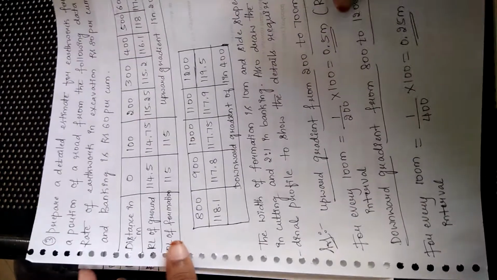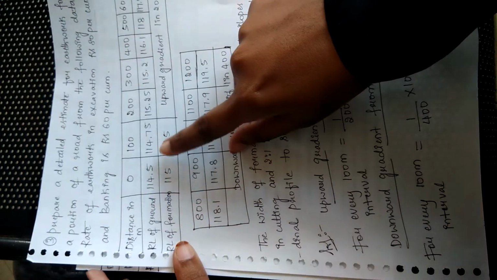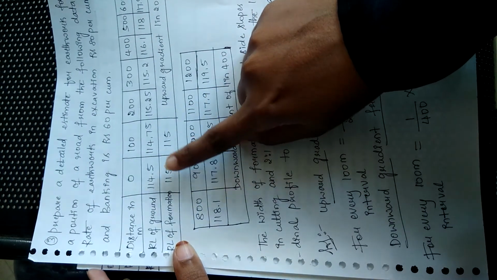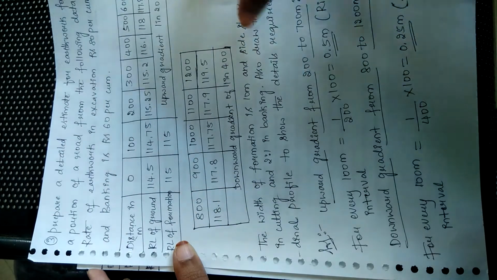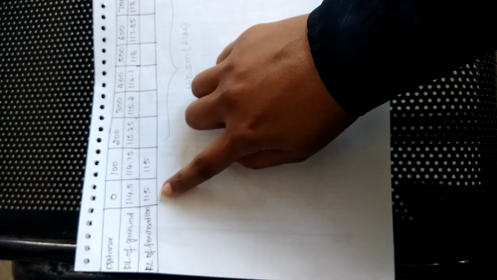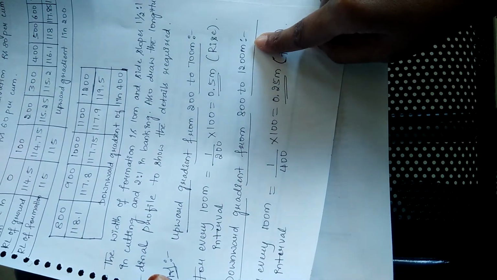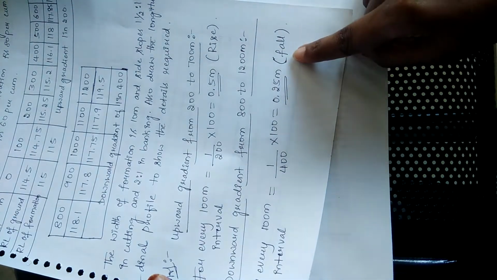See, in the question, the RL of formation for the first two chain edges are given. Both the RLs are same, that is 115 meter. Hence, I am just copying these two RLs in this table. After copying, whatever the height of the rise or fall which I got, I am just writing down here. From 200 to 700, I will be getting the height of the rise, and from 800 to 1200, I will be getting the height of the fall here.